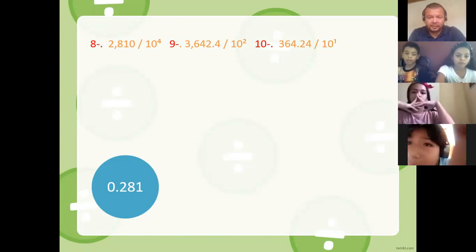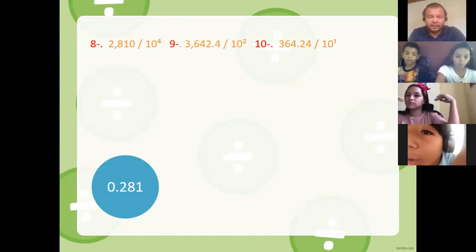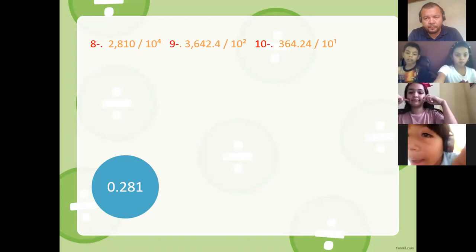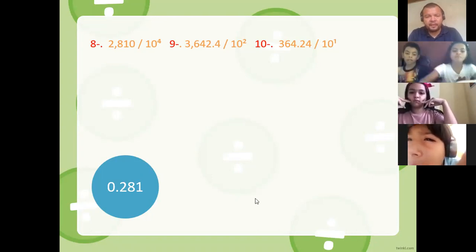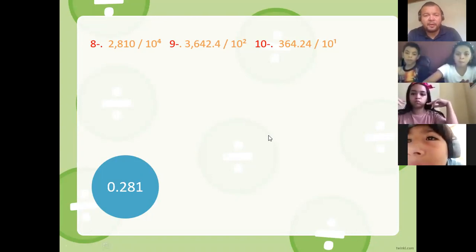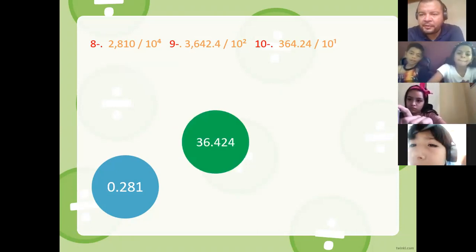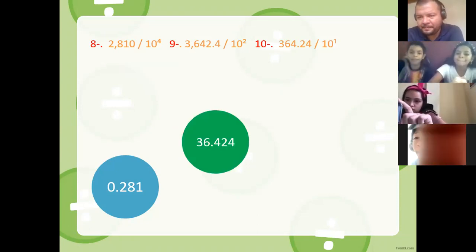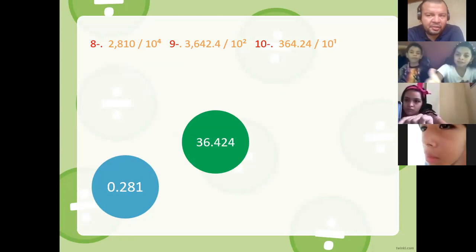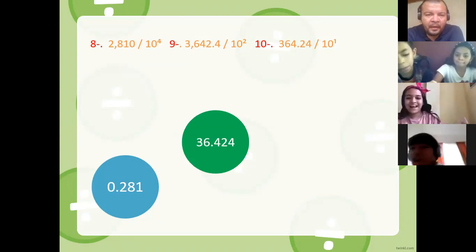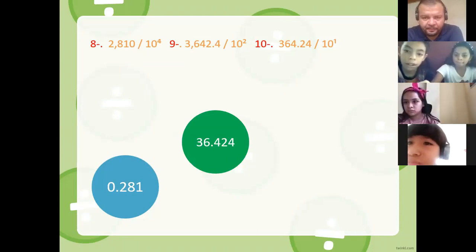Okay, what is the answer? A lot of you said 36.424. Let's see the answer. And the answer of the number 9 is 36.424. 36.424 is the answer.